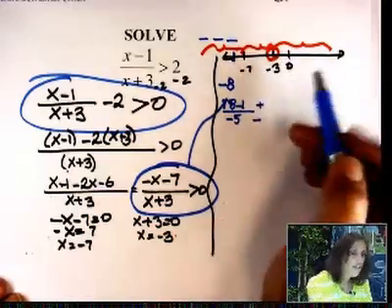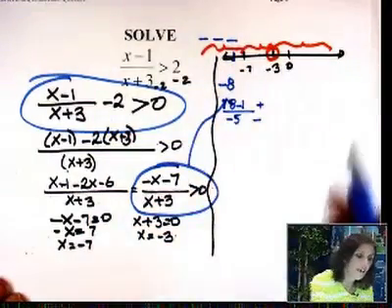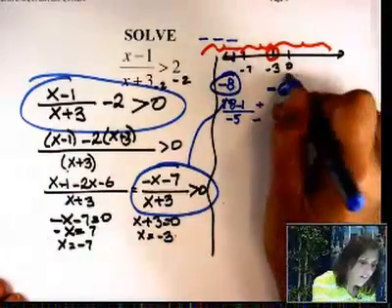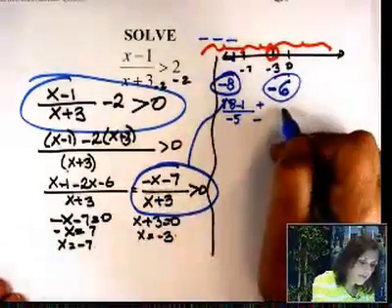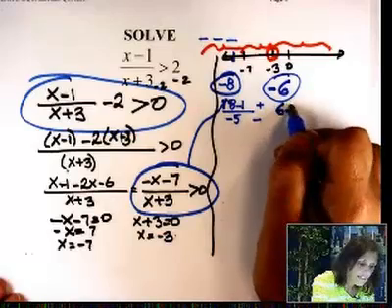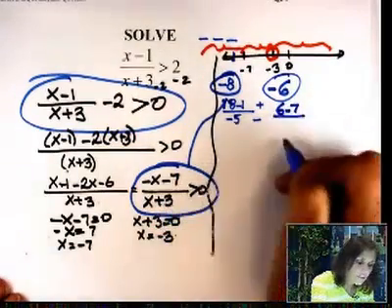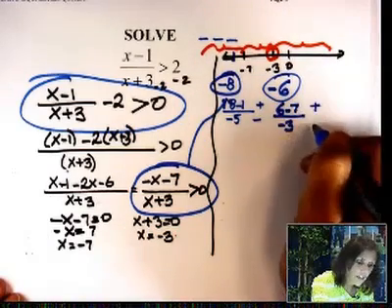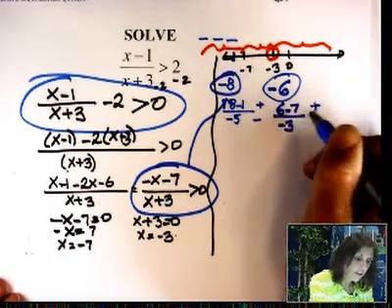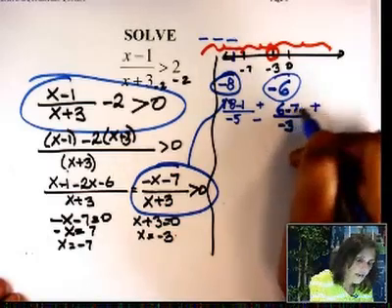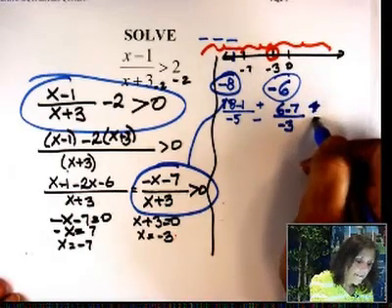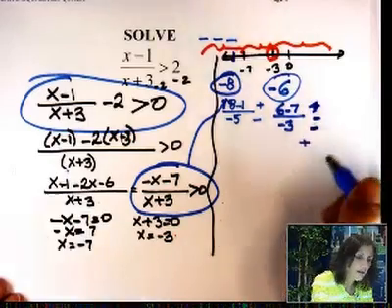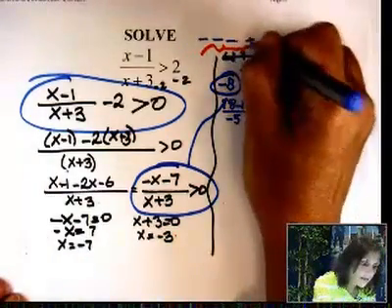Between negative 7 and negative 3, let's pick, I don't know, negative 6 to test. For negative 6, I put it in here. Negative, negative, that's positive 6 minus 7 over negative 6 plus 3, so negative 3. No, that's not going to give me a positive on top. That's going to give me a negative on top and a negative at the bottom, and that's going to give you a positive when you divide. So here you're going to get positive.